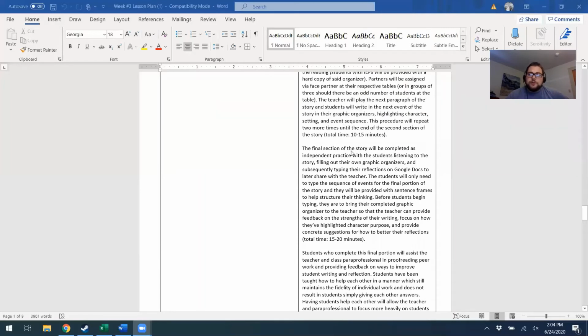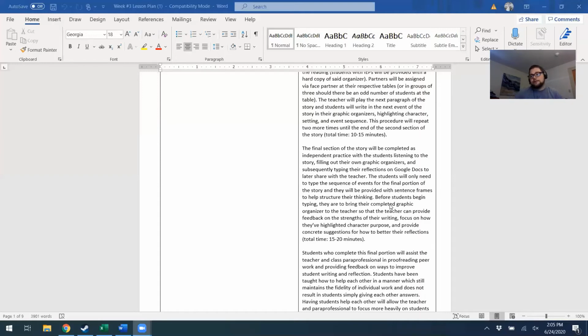Final section of the story will be completed as independent practice with the students listening to the story, filling out their own graphic organizers, and subsequently typing their reflections on Google Docs to later share with the teacher. The students will only need to type the sequence of events for the final portion of the story. They will be provided with sentence frames to help structure their thinking. Before students begin typing, they're to bring their complete graphic organizer to the teacher so the teacher can provide feedback on the strengths of their writing, maybe focus on how they've highlighted character purpose, and provide concrete suggestions for how to better the reflection.